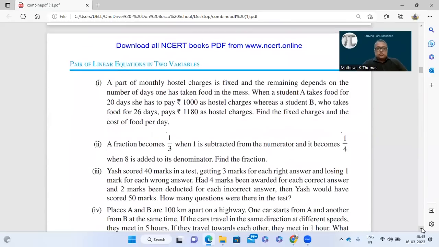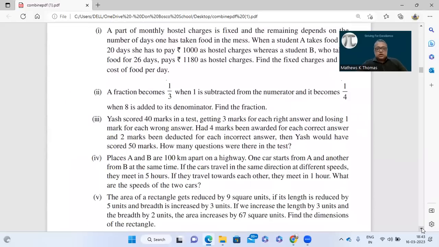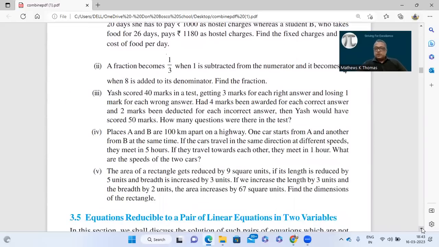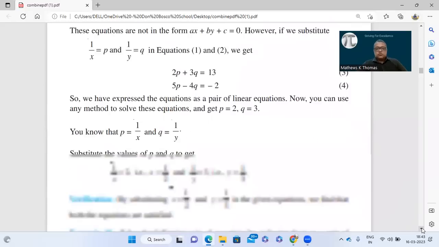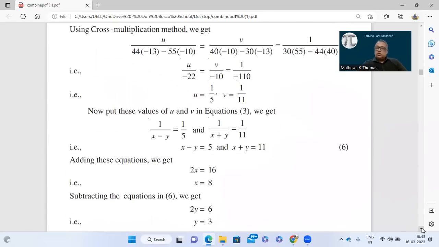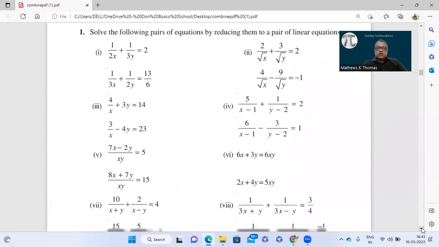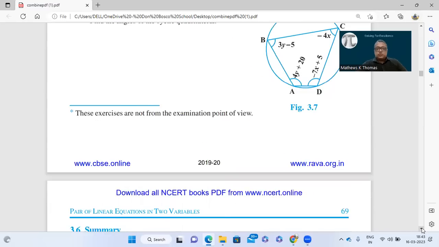Then what problem? Speed, distance, time. So here this question number 4. Part number 4, places A and B are 100 kilometers apart. This question kindly mark important and do this. So this is what has to be done for linear equations in 2 variables. That is there, chapter number 3. 3.6 and all is deleted. No, don't waste your time doing all this.